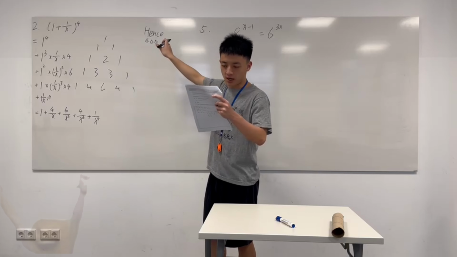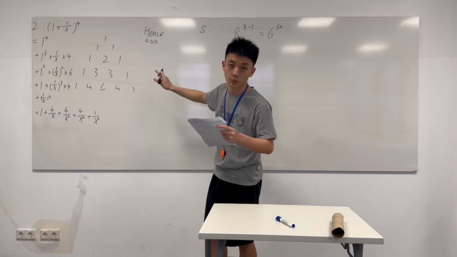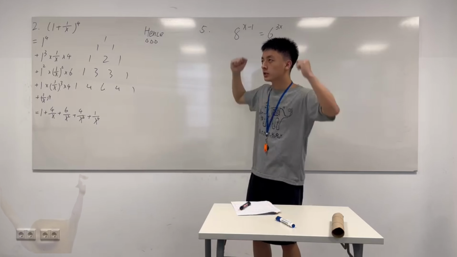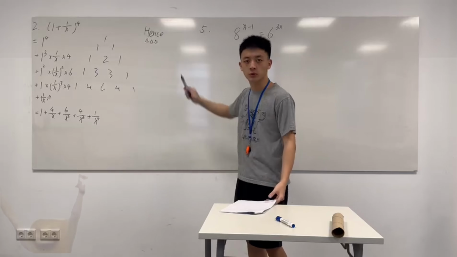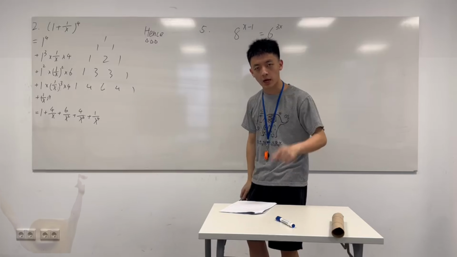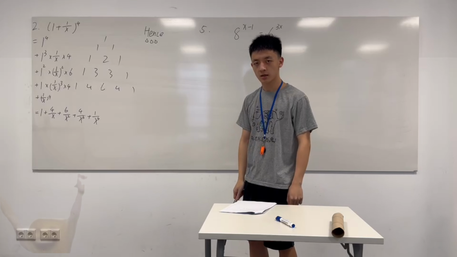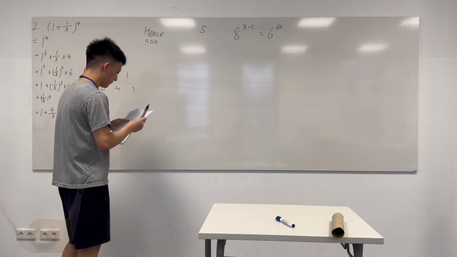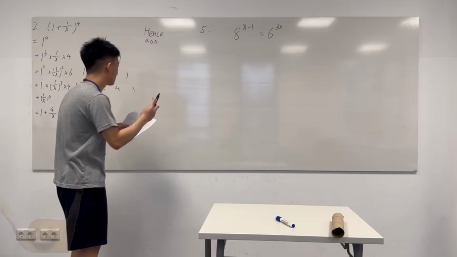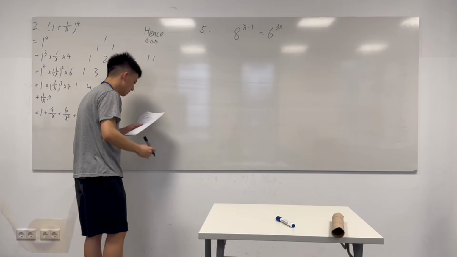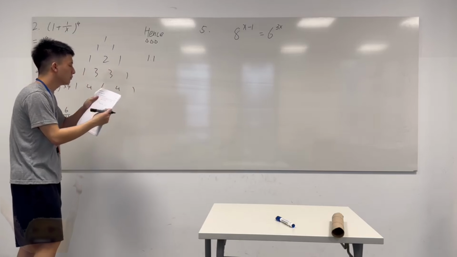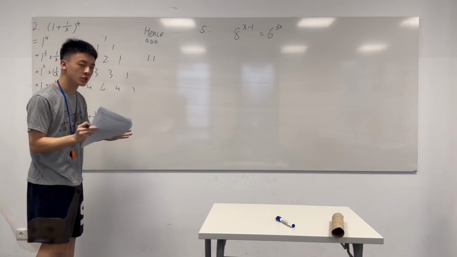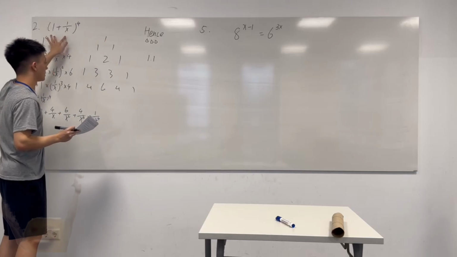Hence, determine the exact value of 1.1 to the power of 4. So, if you want to show, oh teacher, I'm good at calculating, then you calculate 1.1 times 1.1 times 1.1 times 1.1 by hand. So, let's observe this number, 1.1. Because it said hence, so we should try to find the relationship between 1.1 and the stuff here.